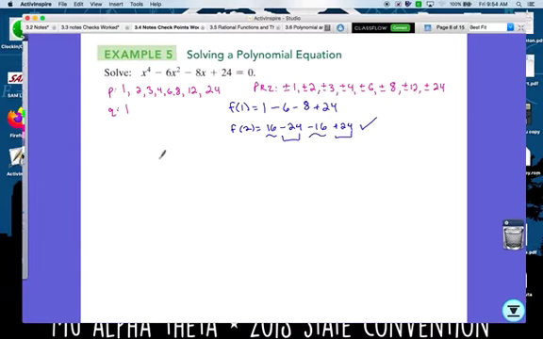So do synthetic division. We put 2 in the box. Got 1 for the x to the 4th term. There is no x to the 3rd, so we have to put a 0. Don't forget that. We have a negative 6 for the x squared term, negative 8 for the x, and 24.